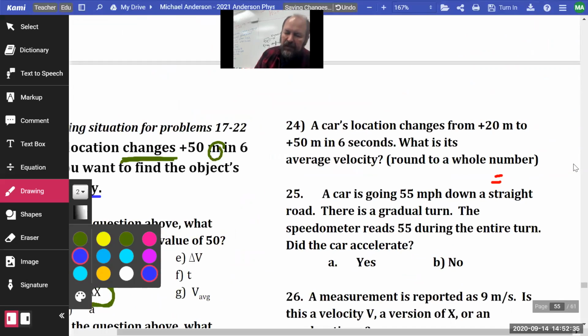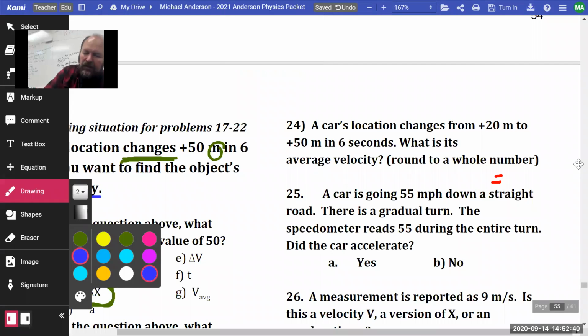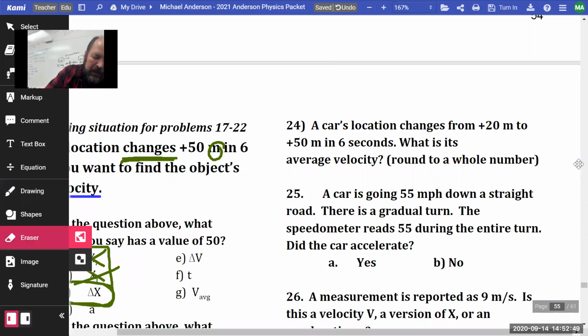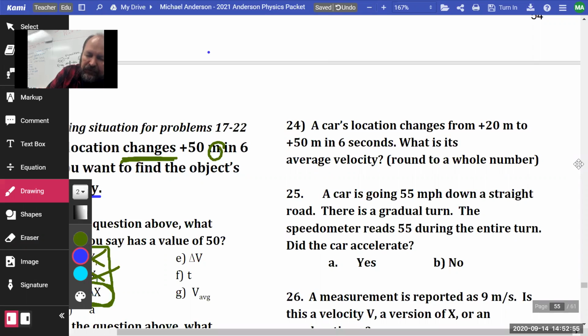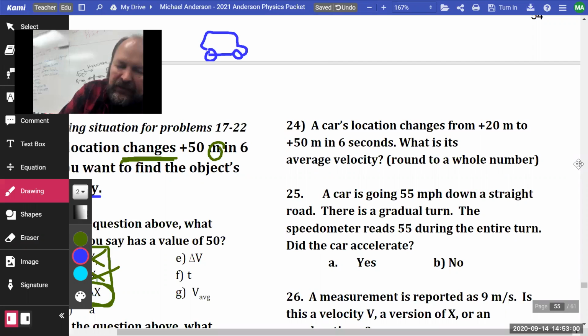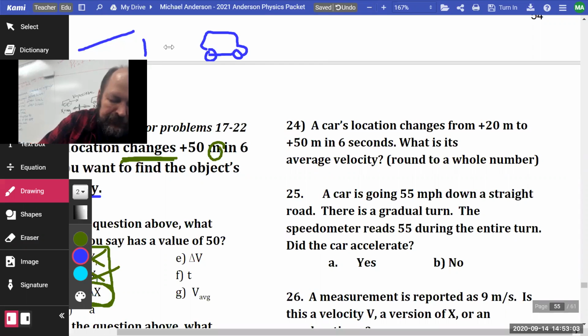Number 24. A car's location changes from positive 20 to positive 50 in 6 seconds. What is the average velocity? Okay, so let's draw a picture of this. We have the car, and it is currently located 20 meters on the positive side of the origin. So x sub i is equal to 20.